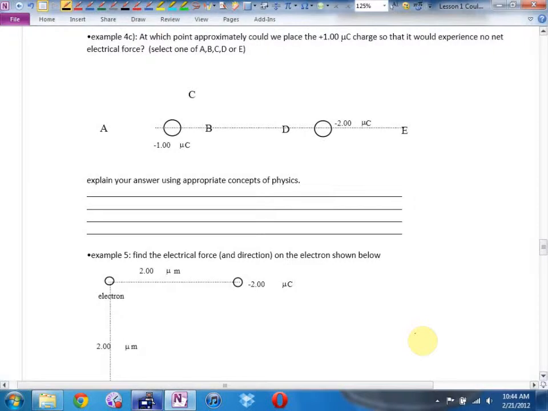I have a positive 1 microcoulomb charge. It's represented by this little floating dot right there. Where could I place it so that it would have no net electrical force? A, B, C, D, or E? Where would all of the forces cancel? Let's see if we can figure this out by reason. Go ahead.